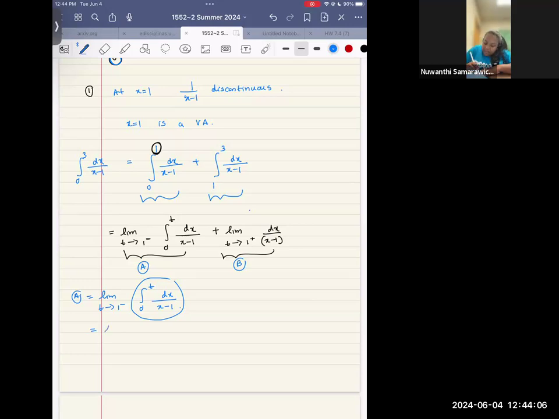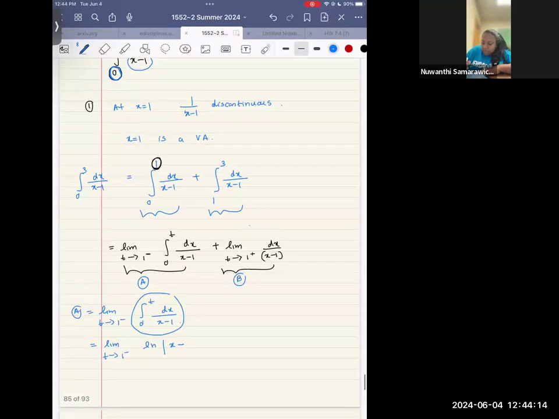Yes, it is ln x minus 1, and then we have to use the limits, so 0 to t.